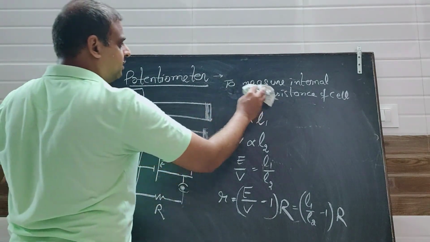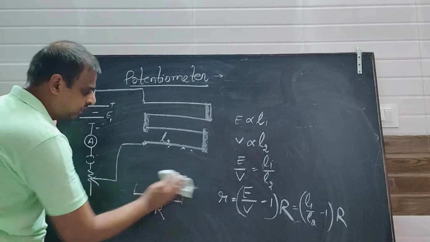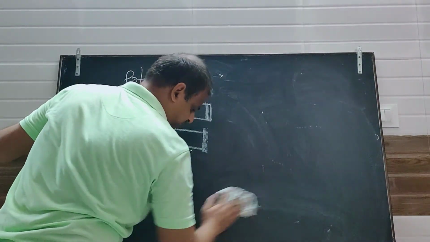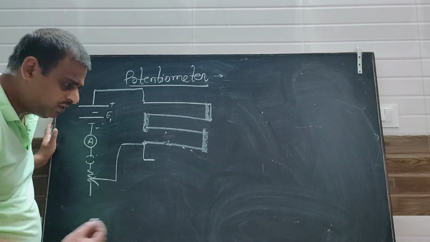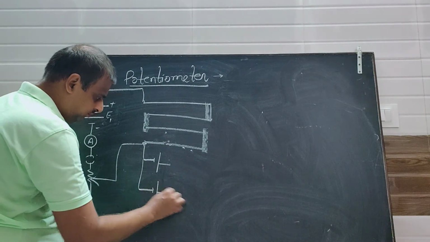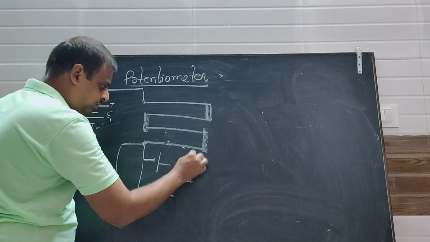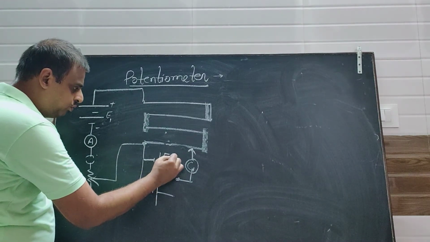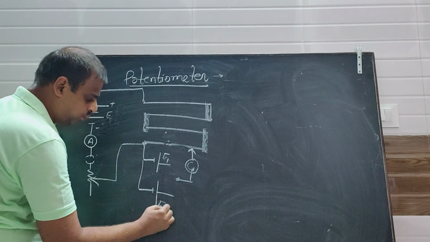Let us have its second application. The second application is to compare the EMF of two cells. You can consider a Leclanche cell and another Daniel cell. I have two EMFs. Let us say they are E1 and E2.